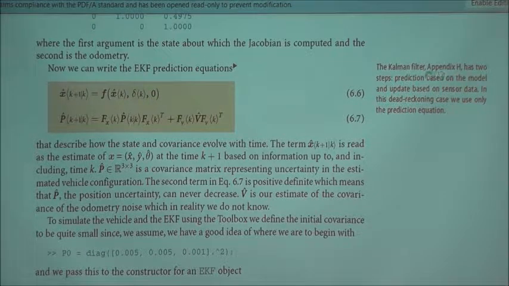Again, refer to Appendix H. The next pose of the robot, x hat of k plus 1 given values at k, is obtained by this function. And the covariance matrix is also updated. The next value of the covariance matrix is obtained by equation 6.7. And it describes how the state and covariance evolve with time.